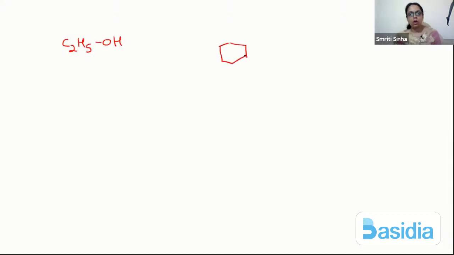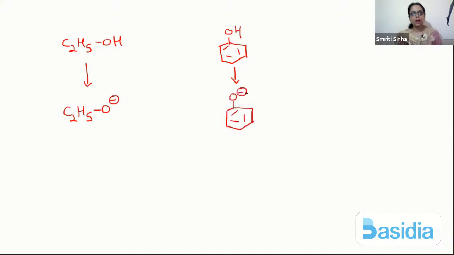Ethanol and phenol both have an OH group in them. Now, in both structures, if they donate the H plus, they are going to form the conjugate base as usual. So they have formed the conjugate base. One is the phenoxide ion, one is the ethoxide ion. Now, the ethoxide ion is unstable, and therefore it is highly basic.